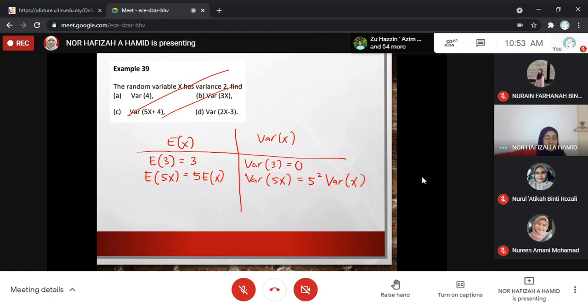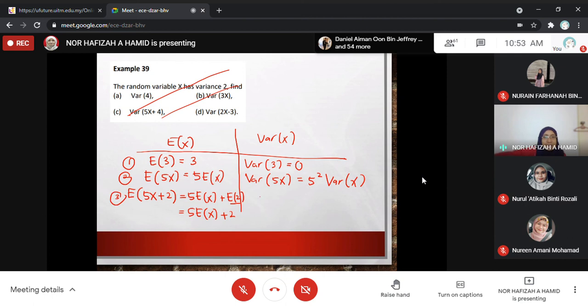Okay, and also we have the third formula. Contoh kita ada E 5X plus 2. So kalau untuk EX dia akan jadi 5EX plus with E2. Okay. So dia akan dapat E2 is 2. So dia akan dapat 5EX plus 2. So E2 ni dia apply balik yang rules number 1 tadi. Number 1, number 2, number 3.